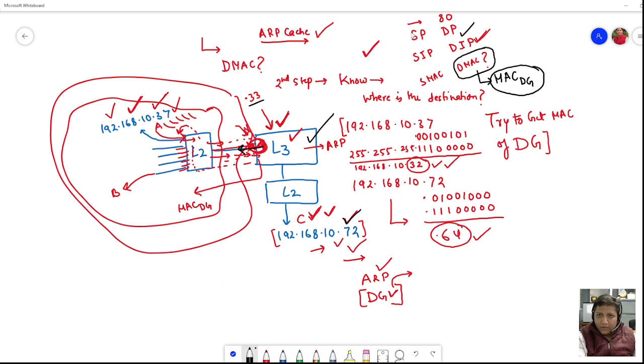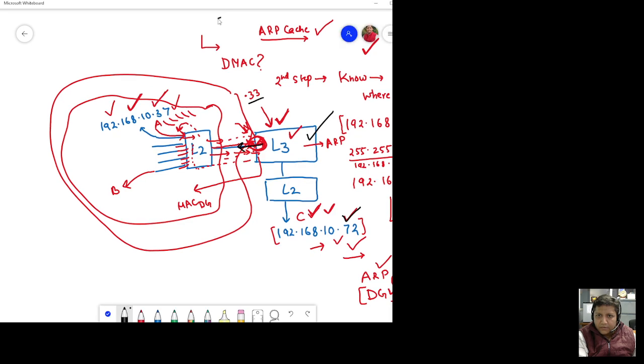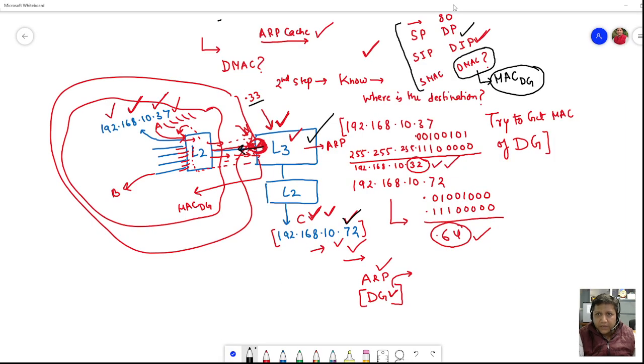Now the packet will be sent. A packet with these details will be sent to where? To L3. What is L3 going to do? L3 will receive the packet. Why will L3 receive the packet?